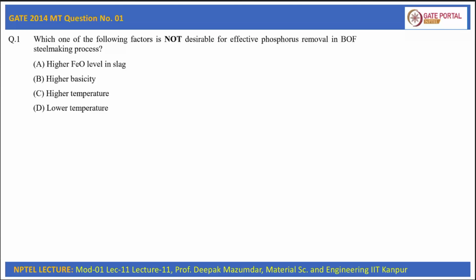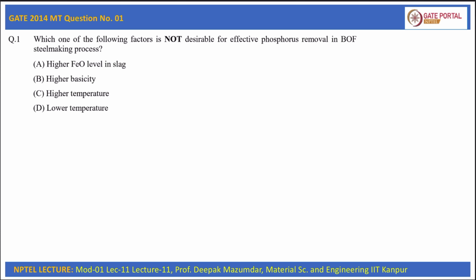This is question number 1 of GATE 2014 Metallurgical Engineering. The question is, which one of the following factors is not desirable for effective phosphorus removal in BOF steelmaking process? Option A, higher FeO level in slag. Option B, higher basicity. Option C, higher temperature. And option D, lower temperature.